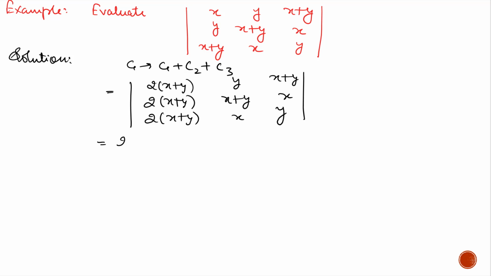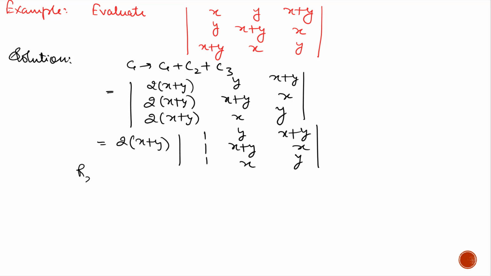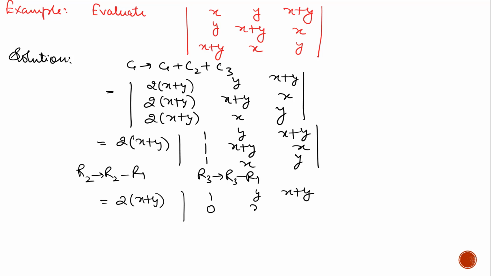Now we will take twice of x plus y common from the first column, and in the first column we have 1, 1, 1 and the second and the third column remain same. Now we will use the property R2 equals R2 minus R1 and R3 equals R3 minus R1 to make triple 1 equals 1, 0, 0. So first row remains same. In the second row we will get 0, x minus y, third row 0, x minus y and x.